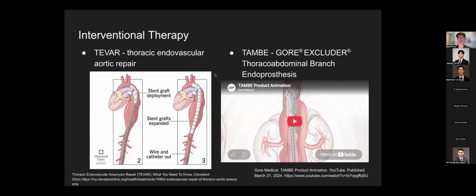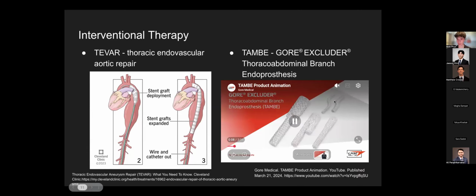Interventional therapy, so TEVAR is what is used. This is a thoracic endovascular aortic repair. I'm going to go into more details on the following slides, but I just wanted to include a quick schematic of what this treatment looks like. This is a TAMBE, one of Gore's devices. It stands for thoracoabdominal branch endoprosthesis.